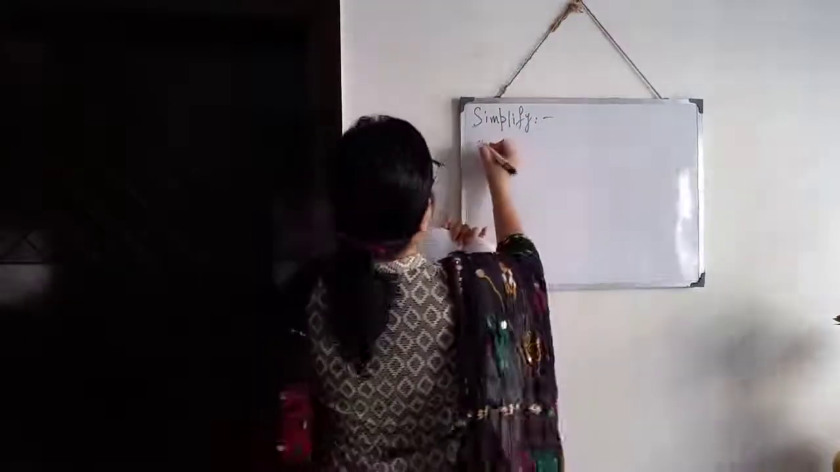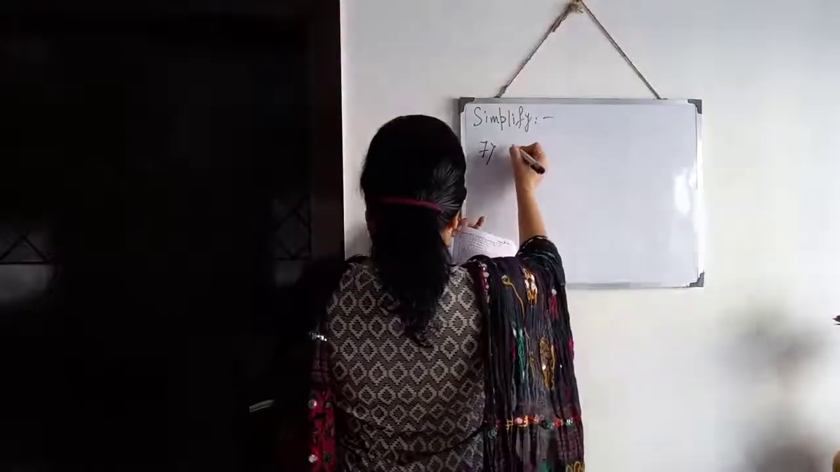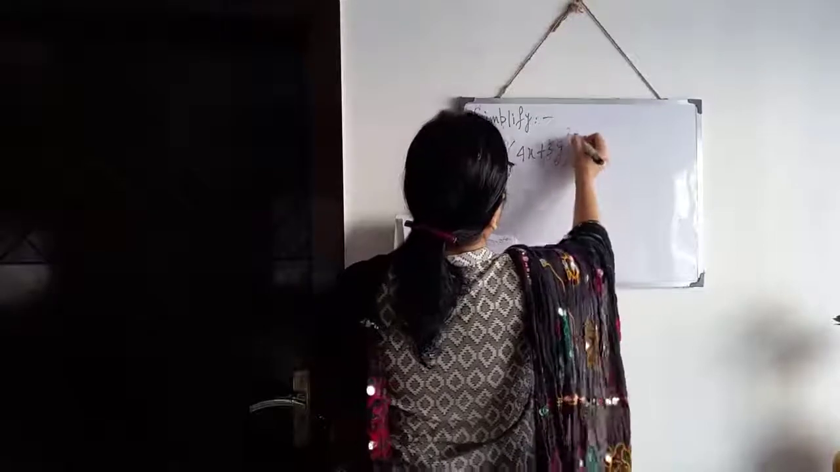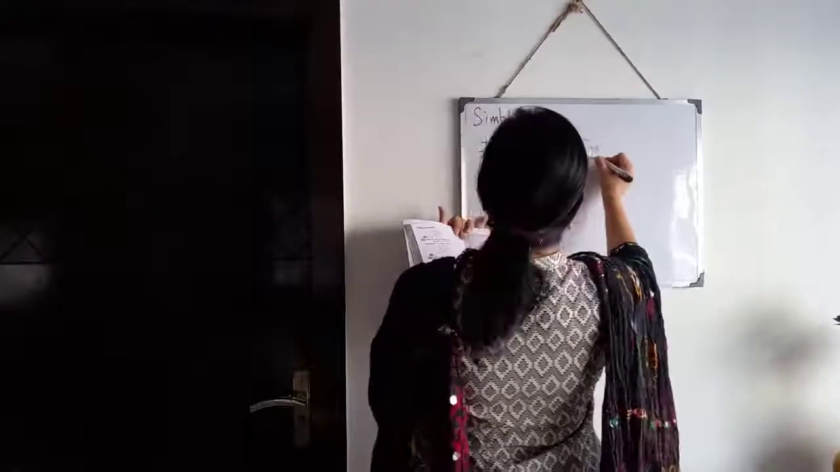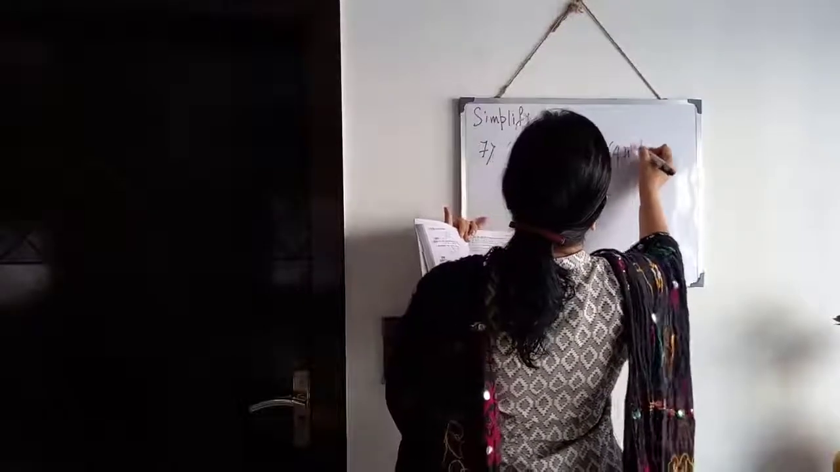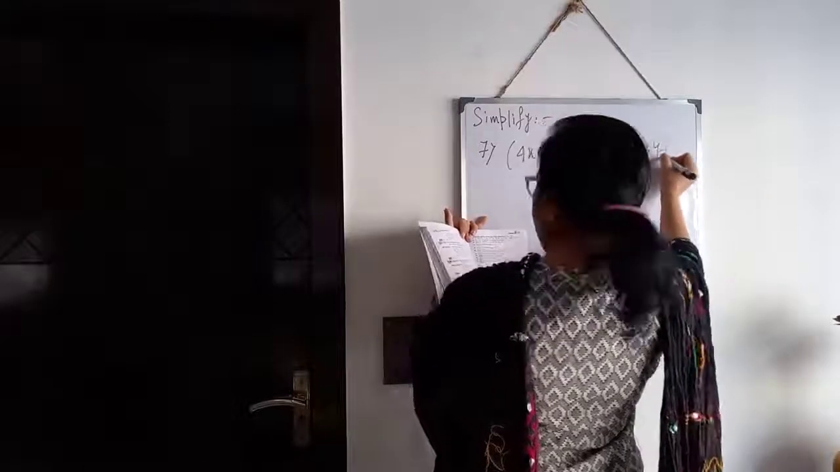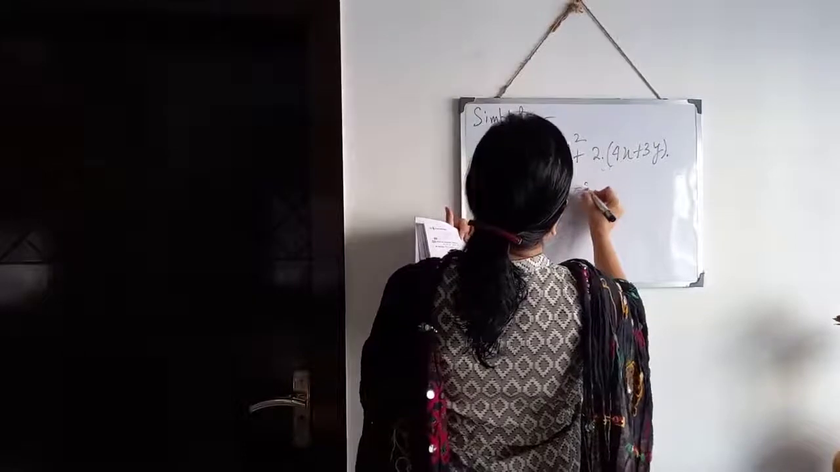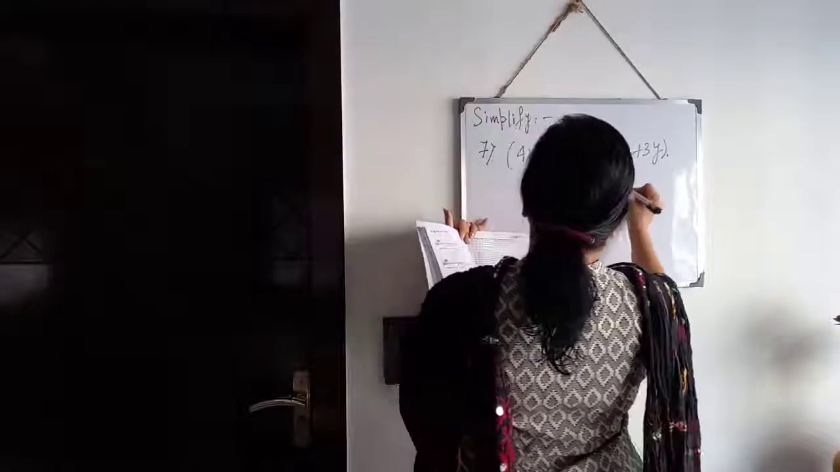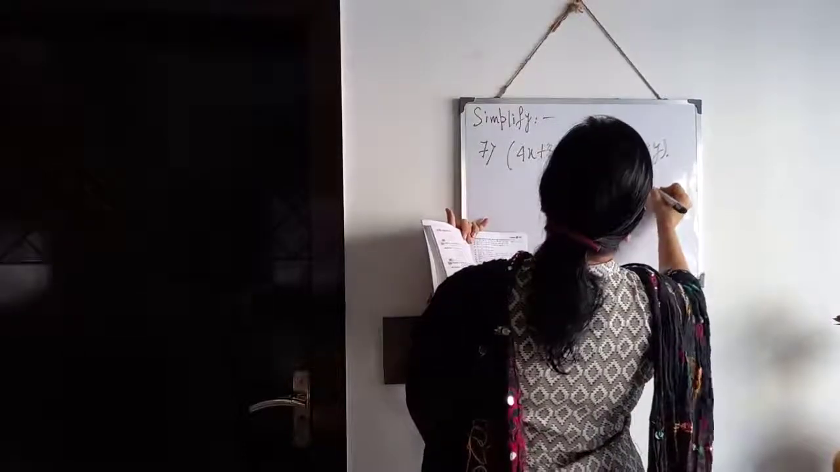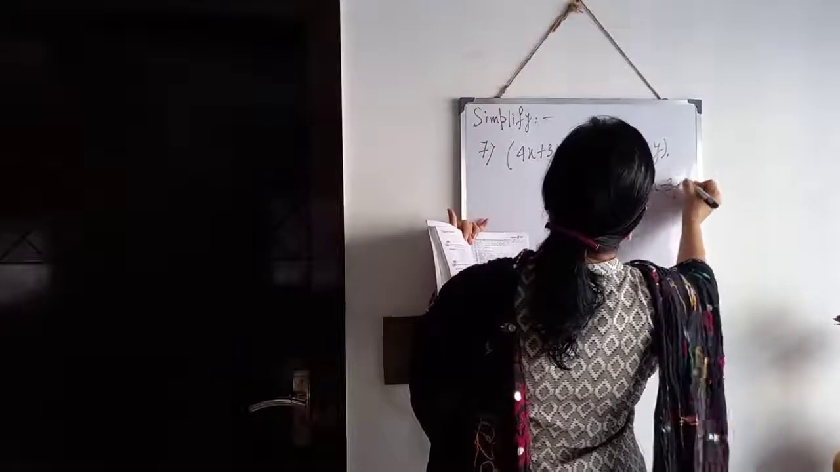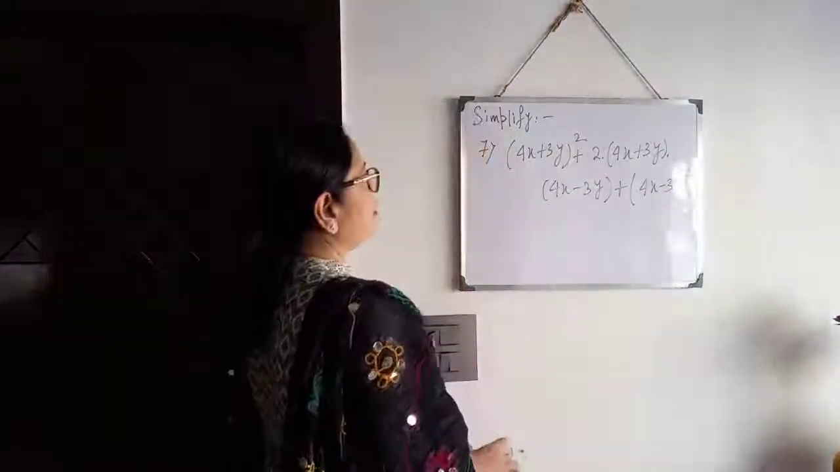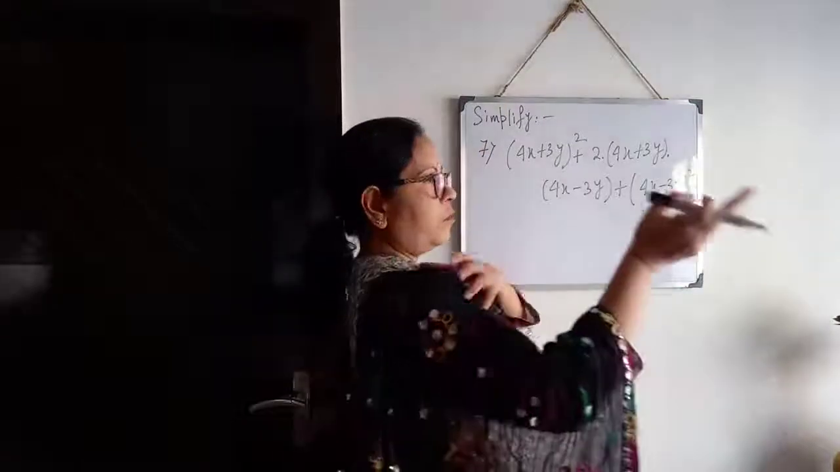Simplify number 7. (4x plus 3y) whole square plus 2 into (4x plus 3y) into (4x minus 3y) plus (4x minus 3y) whole square. Now you see, it is given just in reverse form of the first one.